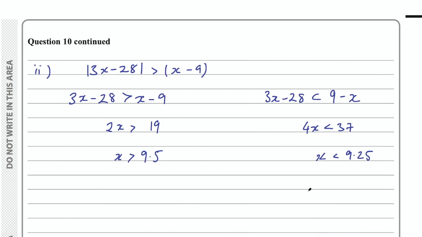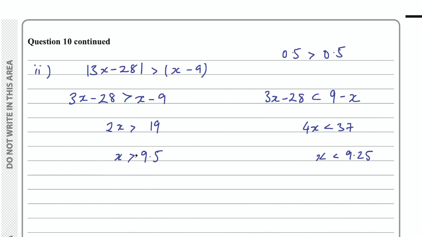So x could not be equal to, for example, 9.3. Well, actually, it's only greater than these. So it couldn't actually be equal to 9.5. So let's test to make sure our working out is correct here. Let's say that x did equal 9.5. Let's see what we would get here. So 3 times 9.5, that's 28.5. Take 28 is 0.5. And this needs to be greater than x take 9. 9.5 take 9 is 0.5. So yes, in this case, we would not have an inequality. We would have an equality. So this indeed is correct.